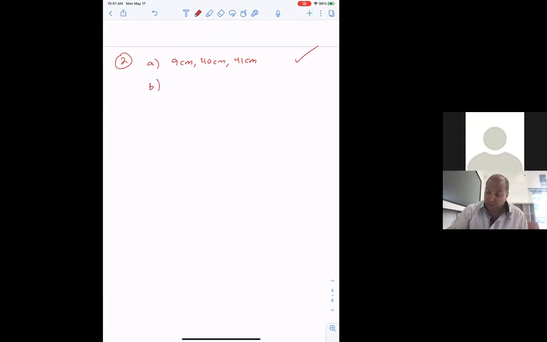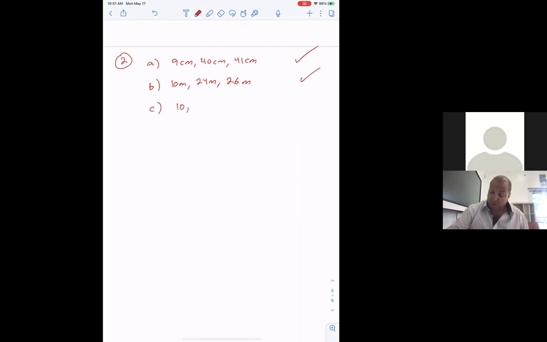B, 10 meters, 24 meters, 26 meters. Let's do the same thing. Pause, solve, check. 26 has to be the hypotenuse. So 10 squared plus 24 squared is 676. 26 squared is also 676. That works too.